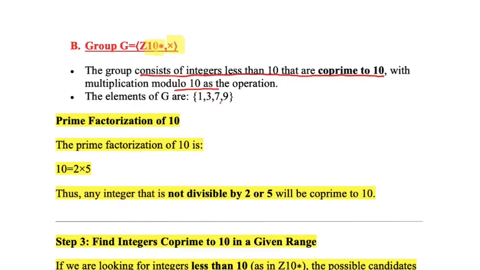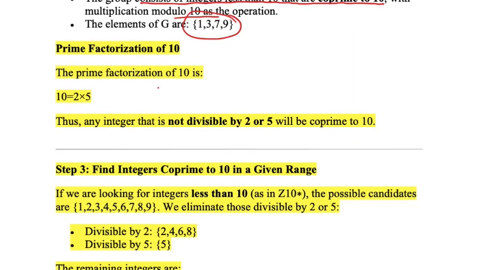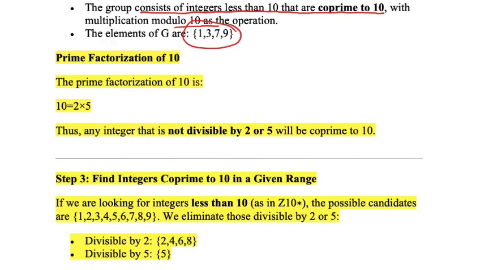The elements of G are 1, 3, 7, 9. How does this come about? Let's look into that. We need to find the prime factorization of 10. How do we find it? 10 equals 2 times 5. Thus an integer that is not divisible by 2 or 5 will be co-prime to 10.